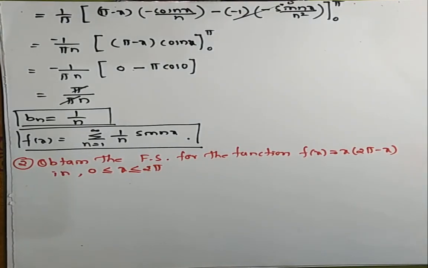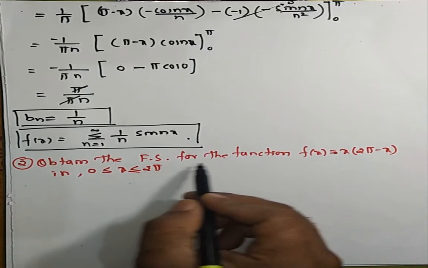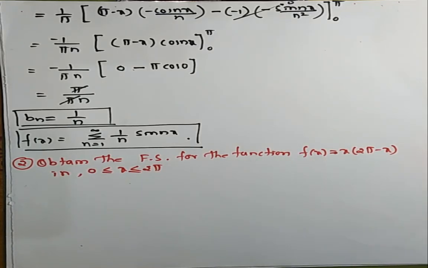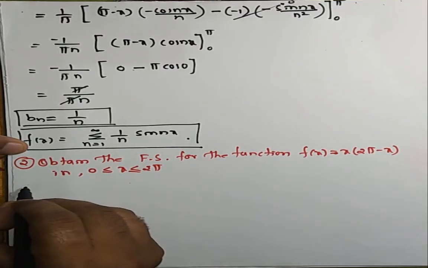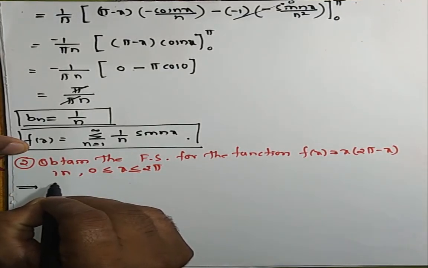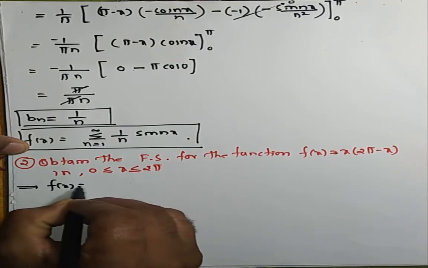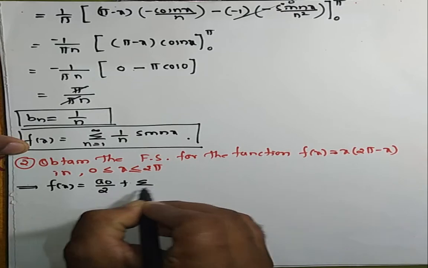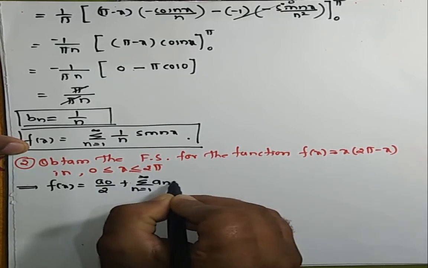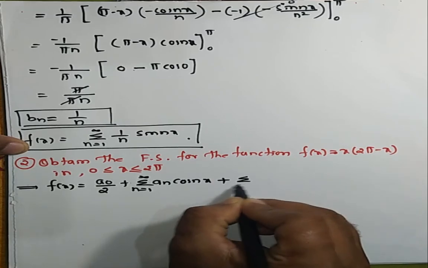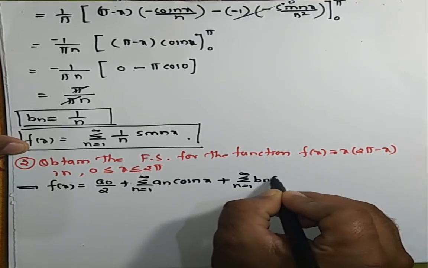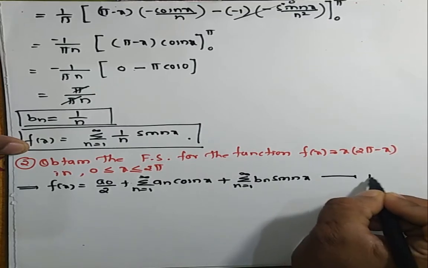Now let us move to the second example. Obtain the Fourier series for the function f of x is equal to x into bracket 2 pi minus x in the interval 0 to 2 pi. Okay, so for this one also we have to start with the required series. So this is your Fourier series: f of x is equal to a naught by 2 plus summation n from 1 to infinity an cos nx plus summation n from 1 to infinity bn sin nx. So this is the required Fourier series.